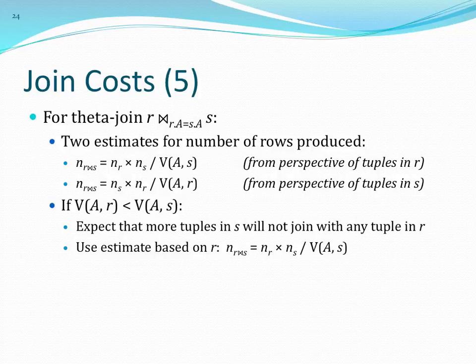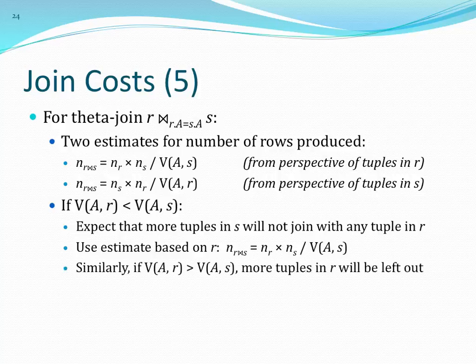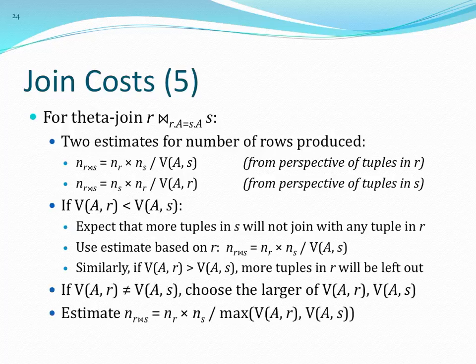Okay. So we divide by the number of distinct values in S, and that makes us happy because our estimate is lower. And we can do the corresponding guesstimate if the number of distinct values in R is larger than the number of distinct values in S. We just assume that more tuples in R are going to be left out. S is going to be the governing thing, so we use the second estimate. So we end up with some computation like this.